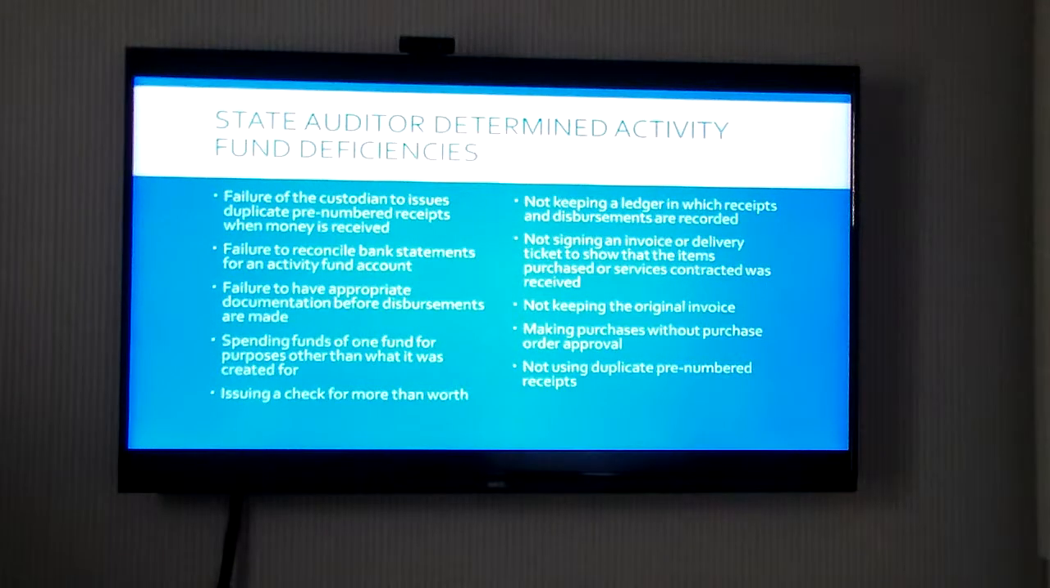So there was a list in the book that I thought was interesting. These were activity fund deficiencies noted by the state auditor that happened throughout school districts. I keep saying this over and over again, but activity funds are going to be an area where a lot of your problems and challenges happen as a building principal, so that's something you have to keep in mind. But this just gives you a list of what the state auditor found were specific deficiencies in activity funds.